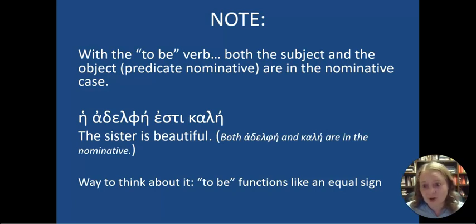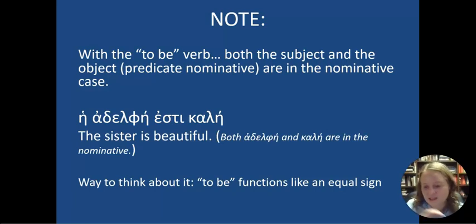So you can think about this. Here's a phrase: Mary is the teacher. Both Mary and teacher would be in the nominative in Greek because it equals. Now, if I say Mary kicks Paul, Paul and Mary are not the same person, but Mary is the teacher. Both things are in the nominative. And so with these to be verbs, that's one little piece just to pay attention to, is that you'll never find an accusative, a direct object.